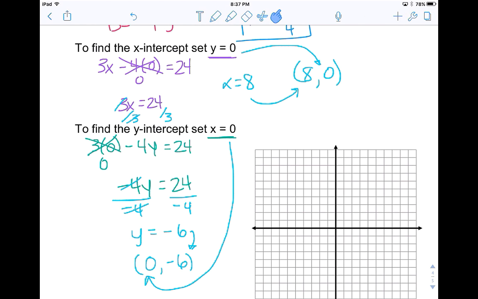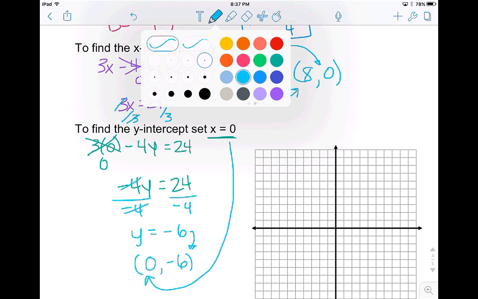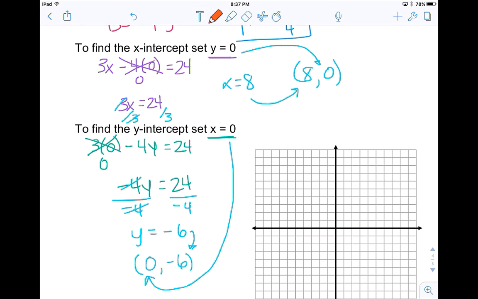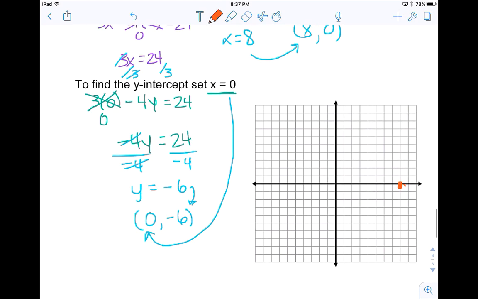Alright, now that we've solved for both intercepts, we're ready to graph. So we'll plot our point (8, 0) on the x-axis. We'll plot our point (0, negative 6) on the y-axis.